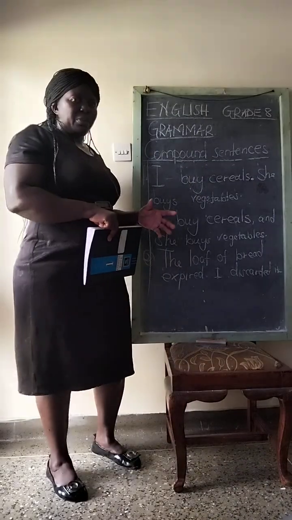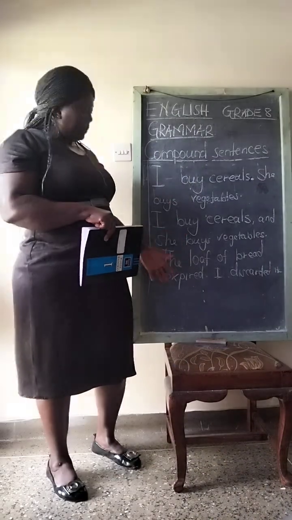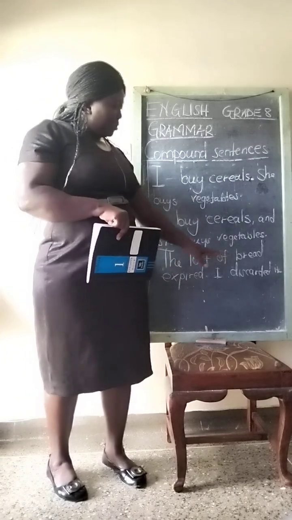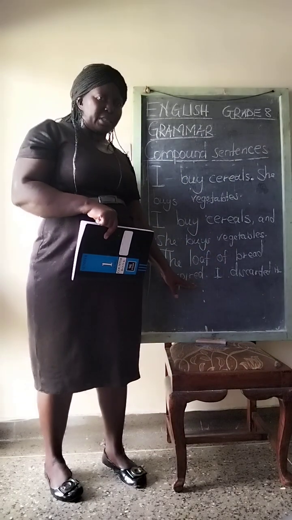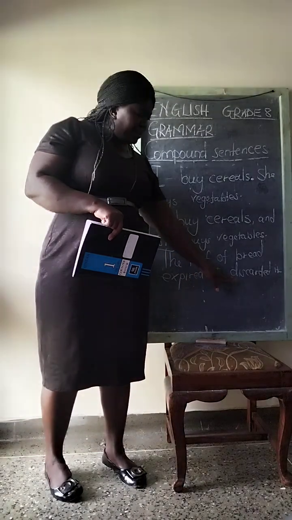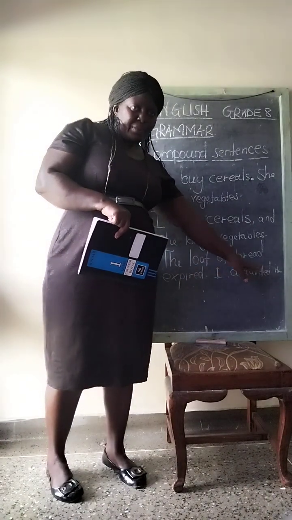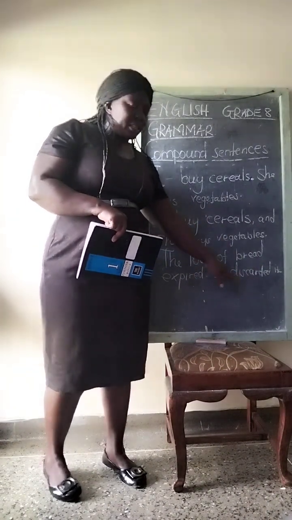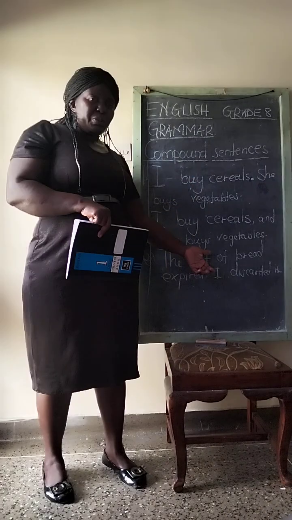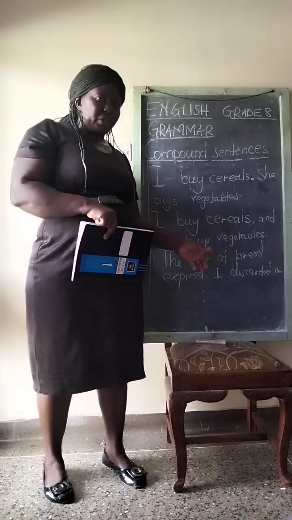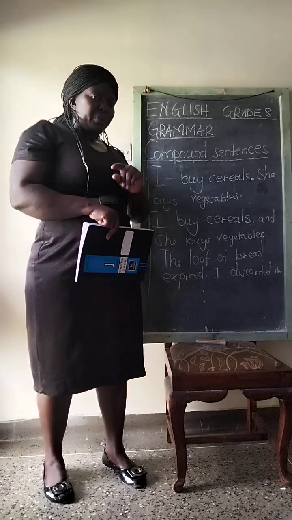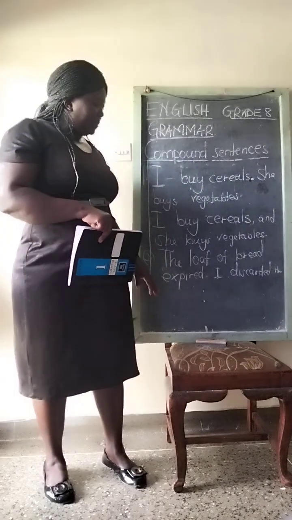Number 2 example, we have these two simple sentences. The first one, the loaf of bread expired. This is a simple sentence. The second one, I discarded it. Another simple sentence. We now want to join these two simple sentences together using appropriate coordinating conjunctions to give us a compound sentence. Can you try from your end?